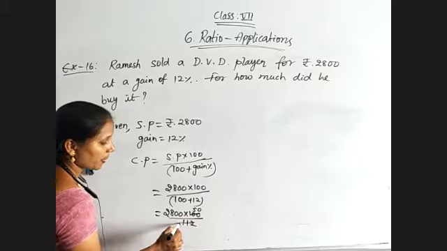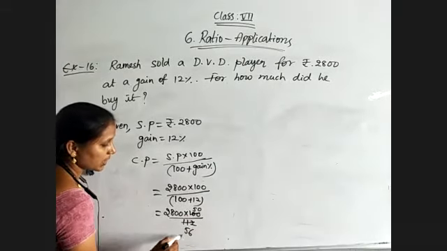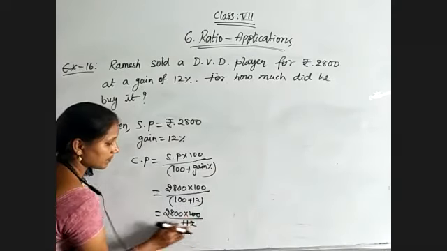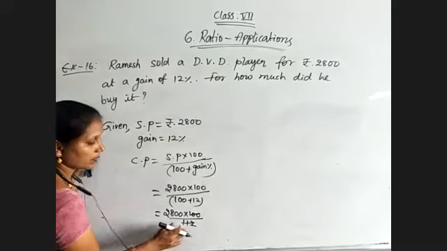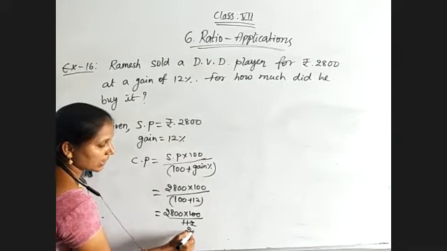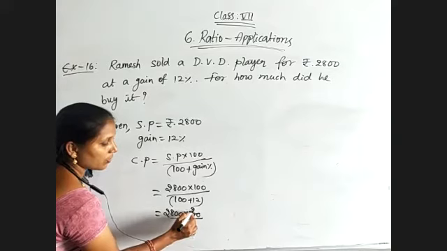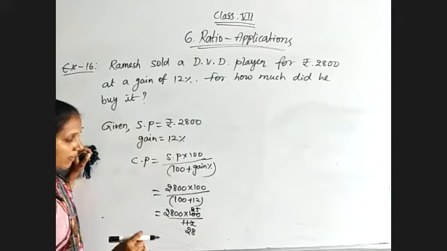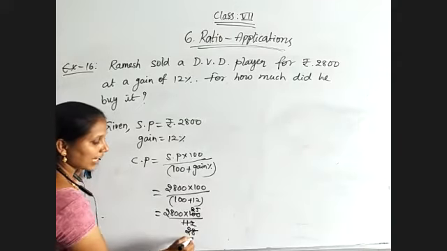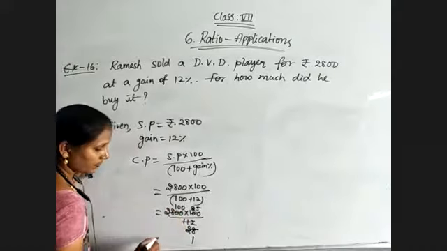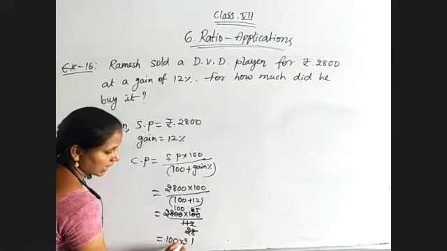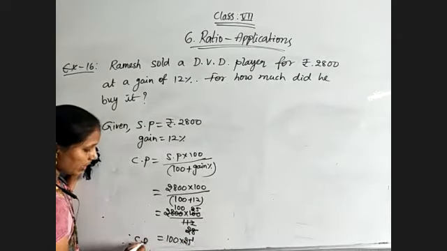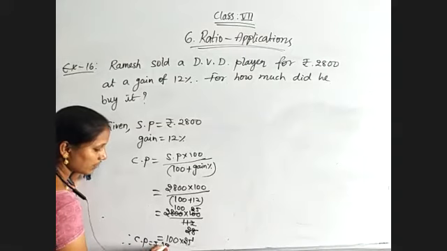112 is 4 into 28, so 4 table it will cancel. 4 7s are 28, 4 25s are 100. Then 28 ones are 28 hundreds. 100 into 25, that is nothing but 2,500 rupees was the CP. Therefore, CP will be equal to 2,500.